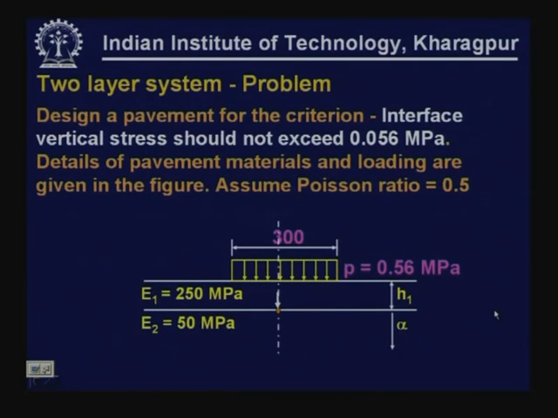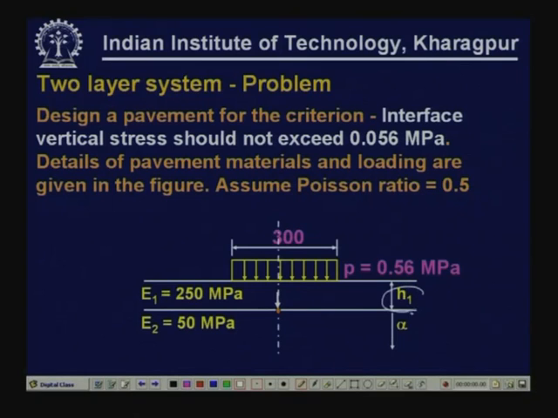Let us take up a problem for a two layer system. This is the design of pavement for the following criteria. The interface vertical stress should not exceed 0.056 MPa. So, we have to select thickness H1 in such a way that... the material to be used is also given. E1 has to be 250 MPa, this is the material we are going to use.